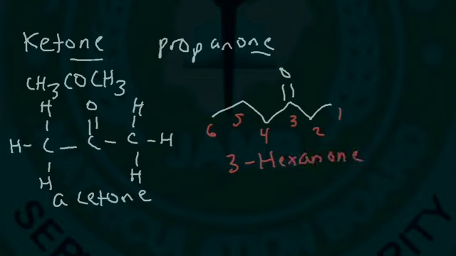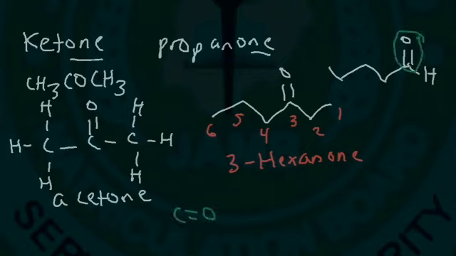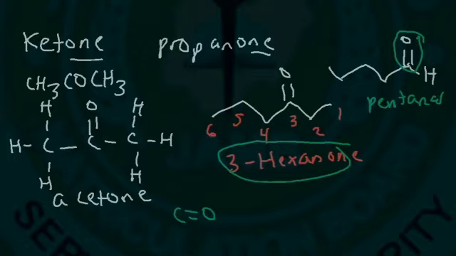Now, I want to compare an aldehyde with a ketone. So the difference between an aldehyde and a ketone is that the carbonyl group, which is the C double bond O group, which is this is the carbonyl group, it's always at the end for an aldehyde. For a ketone, it's somewhere in the middle. So this aldehyde is known as pentanal with an al. We don't have to say 1-pentanal because the aldehyde will always be at the end. But for a ketone, we do have to specify where it is.